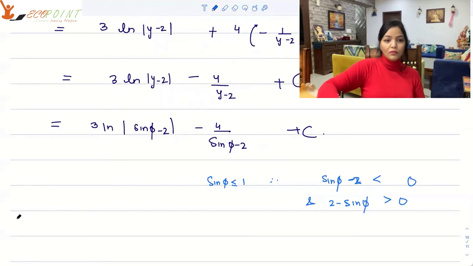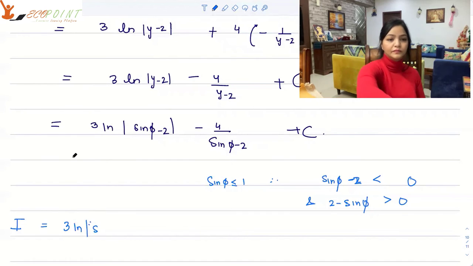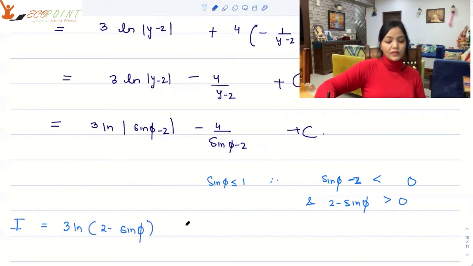So therefore, the integral will turn out to be 3 times log, in place of mod, you can directly just write down 2 minus sine phi, which will be the positive part that will always come out, minus 4 upon sine phi minus 2 plus c.